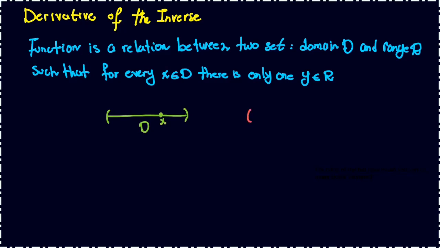And there is another set. Again, I could use a Venn diagram. Let's just say this is some closed or open interval. This set is called the range, and Y lives here. So the function is like a processing machine. It takes X in and it gives you Y.